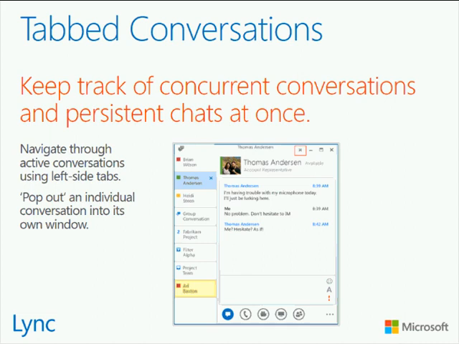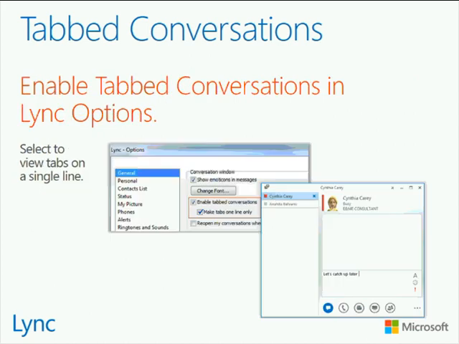I really like tabbed conversations in Lync because it keeps things organized. When I'm having several conversations at once, tabbed conversations just takes over, puts them all in a nice organized fashion. You can see when somebody's added an image or a comment to a conversation, and you can bounce around to your various conversations and keep all of those balls up in the air. So you can pop out an individual conversation if you need to. And one thing you'll want to do is in your Lync Options, you'll want to go to the General tab and make sure that you've enabled those tabbed conversations.